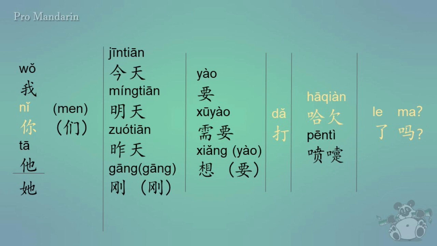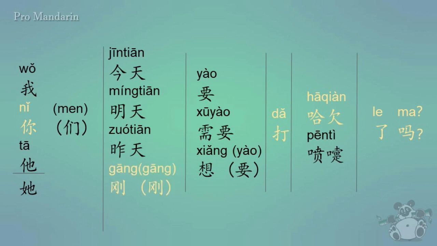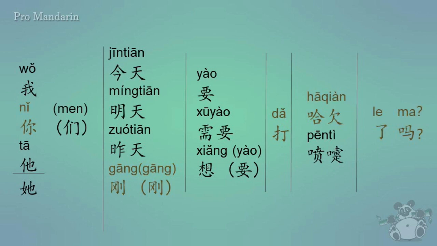你打哈欠了吗? Now, in all honesty, to make it a little bit more natural, you probably wouldn't just say, did you yawn? You'd probably say, did you just yawn? So, how would you say that? 你刚刚打哈欠了吗? Now, how would you say she wanted to sneeze just now?